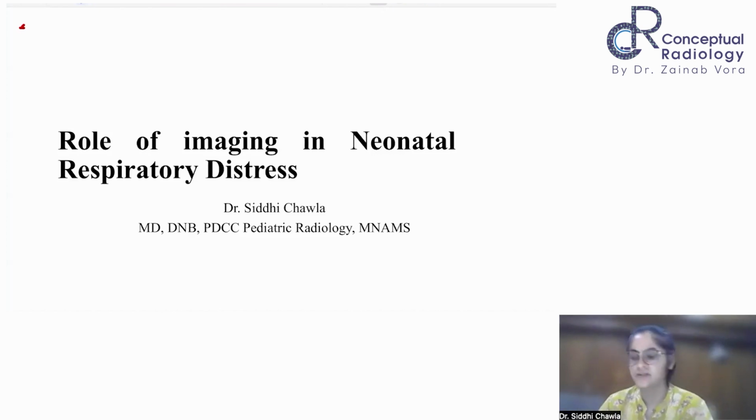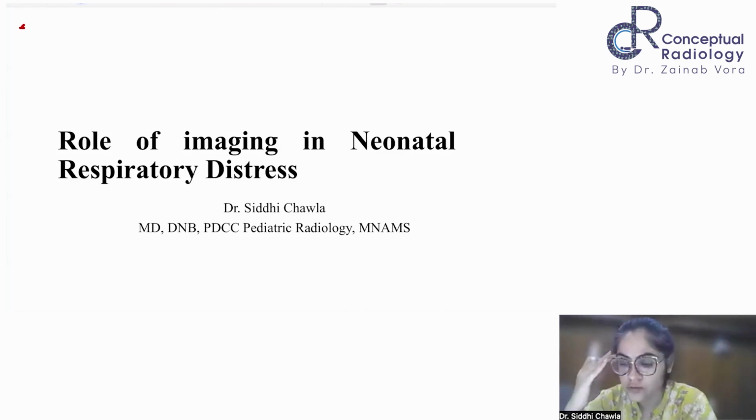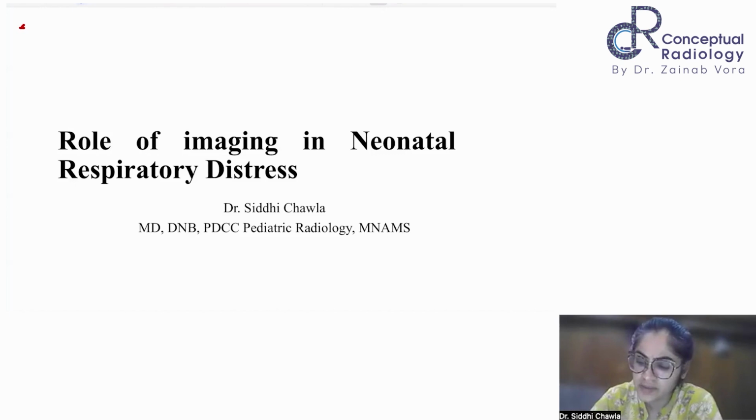Today we'll be discussing the role of imaging in neonatal respiratory distress. Before we begin the topic, we will be mostly dealing with the chest X-rays. Neonatal respiratory distress is one of the most common conditions for which neonatal ICU admissions are done. If you get an ICU posting or you regularly deal with ICU patients, then this is one of the very common indications for which imaging is done.